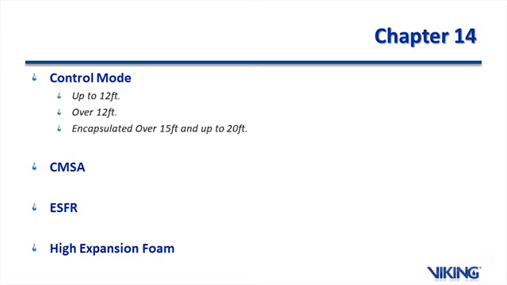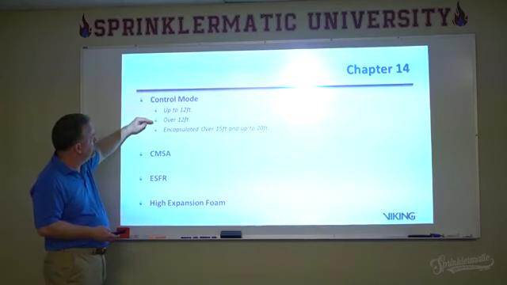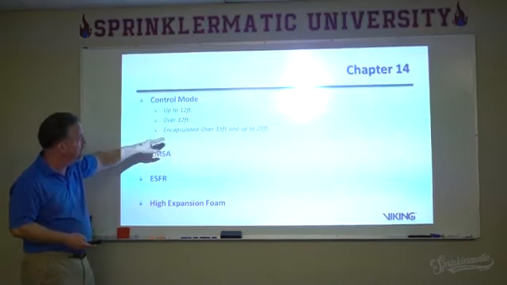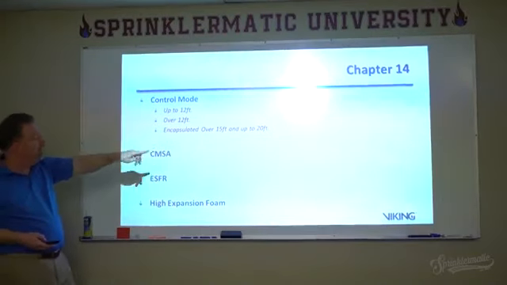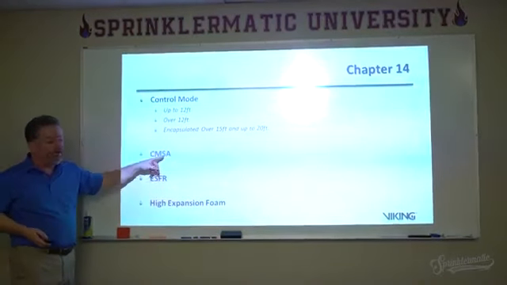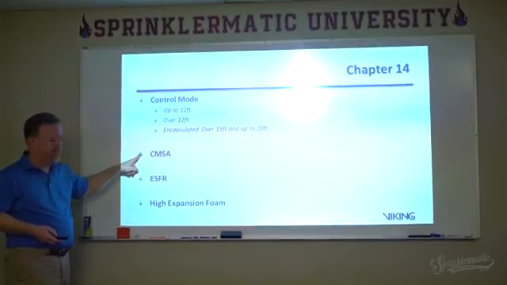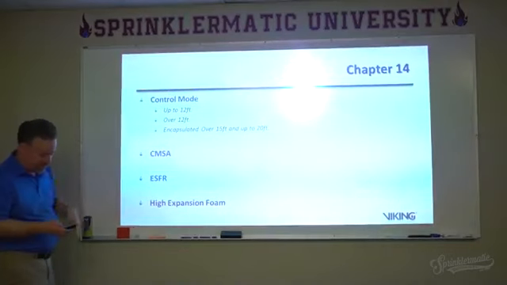Within 12 and 14, what type of sprinkler are we planning to use? CMSA, ESFR, control mode, or maybe even high expansion foam. Well, in control mode, that's going to change if I go up to 12 feet or over 12 feet, or encapsulated over 15 feet but up to only 20 feet. I can use control mode. So remember, if it's encapsulated now, I can go up to 20 feet with control mode sprinklers. If I go over 20 feet with that, what am I left with? CMSA, ESFRs. I don't have to get rid of the whole thing, but that's what I'm limited to.